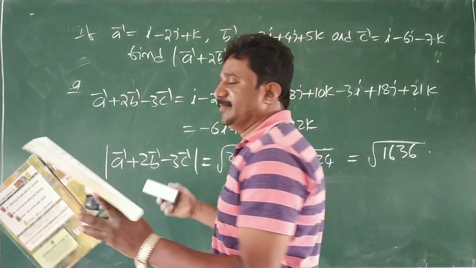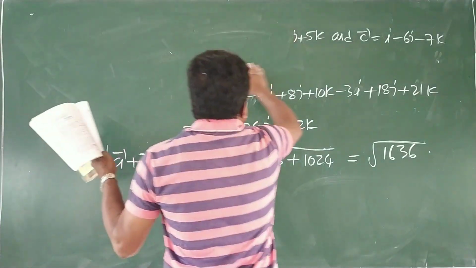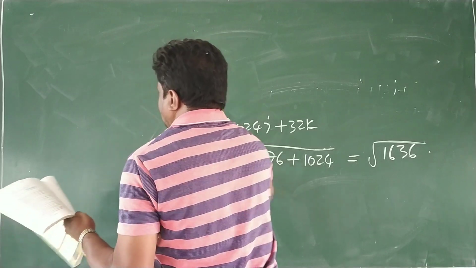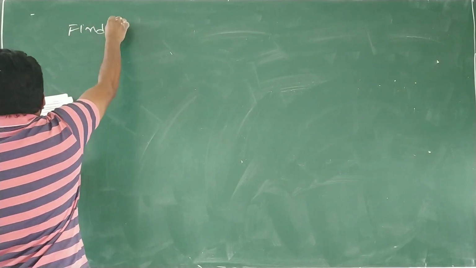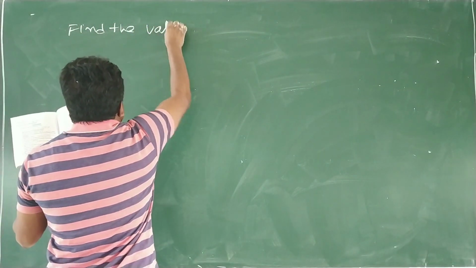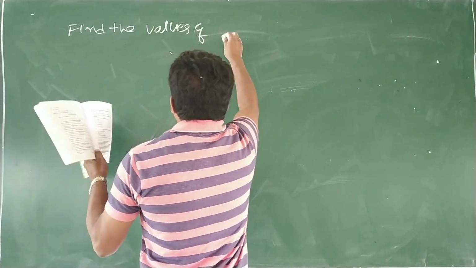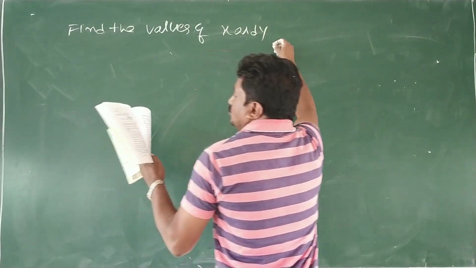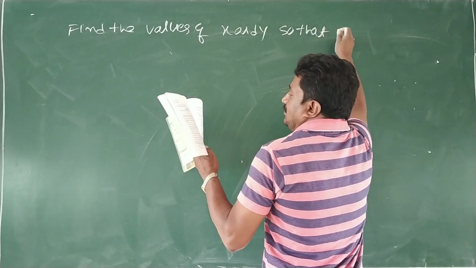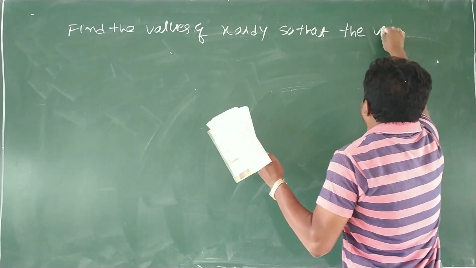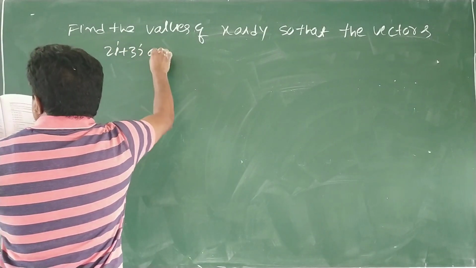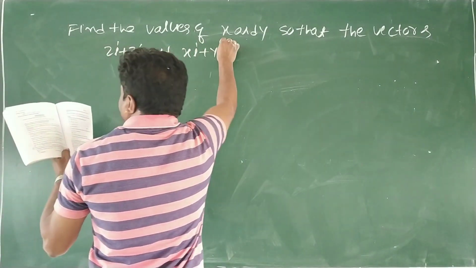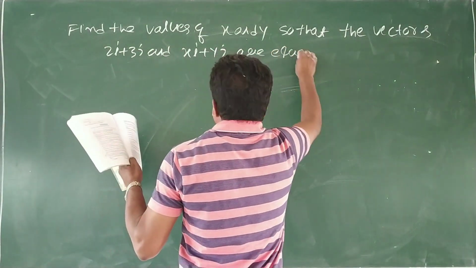Find the values of x and y so that the vectors 2i plus 3j and xi plus yj are equal.